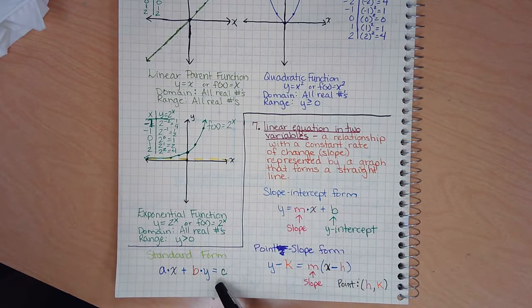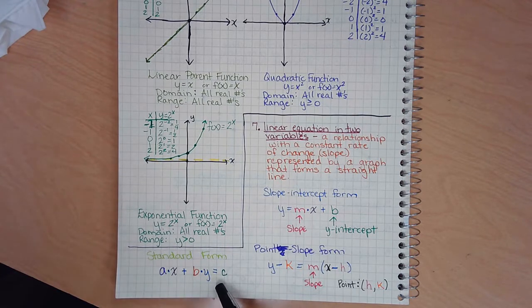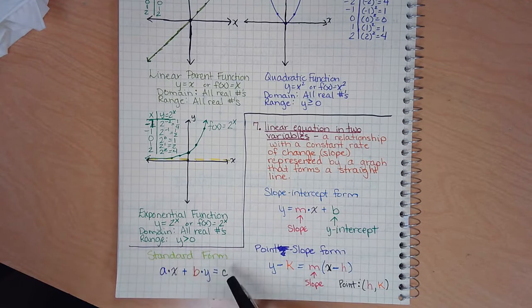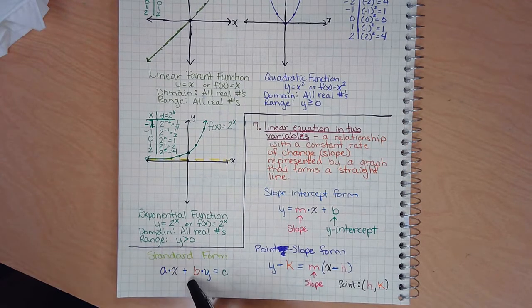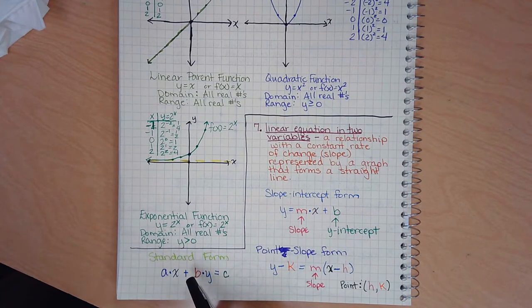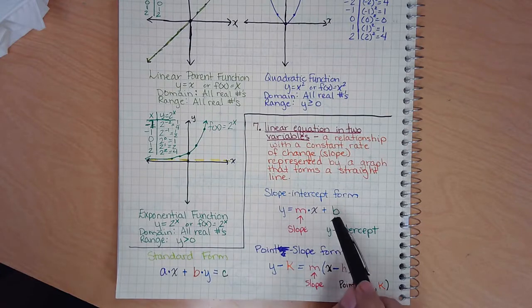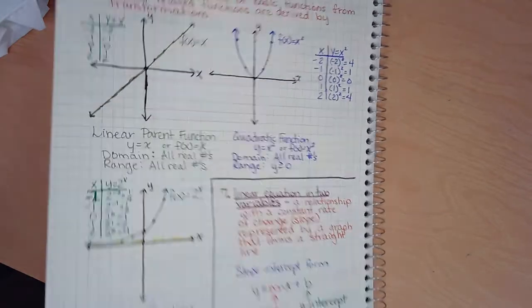And then the standard form, which is the one that's most unuseful, is ax plus by equals c. In that case, for our calculator purposes, you'll always have to rewrite this one by using the a, b, and c to figure out what your m and your b is, so that you can then put it into your calculator.